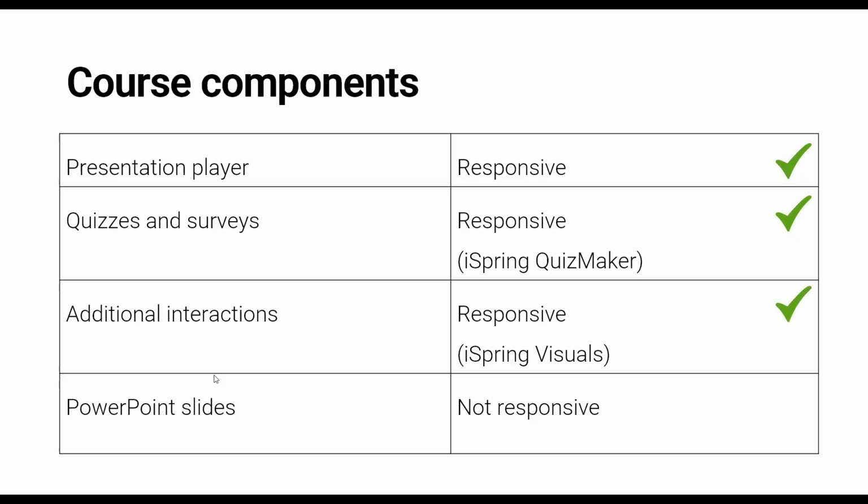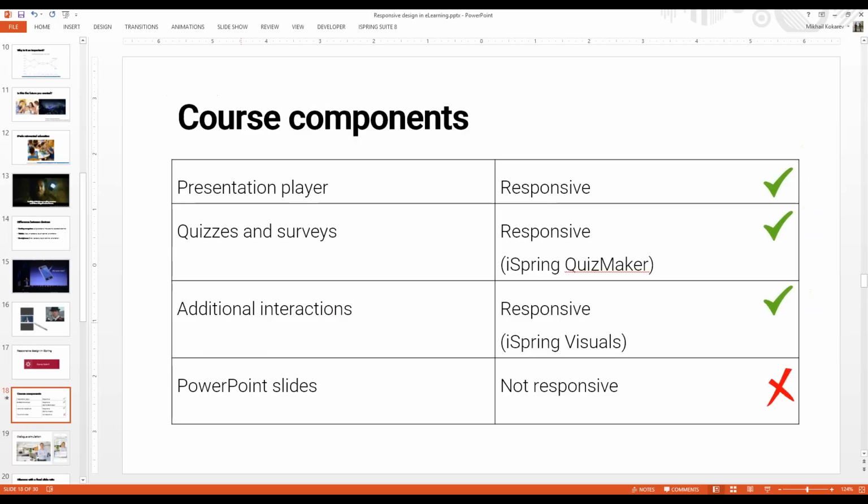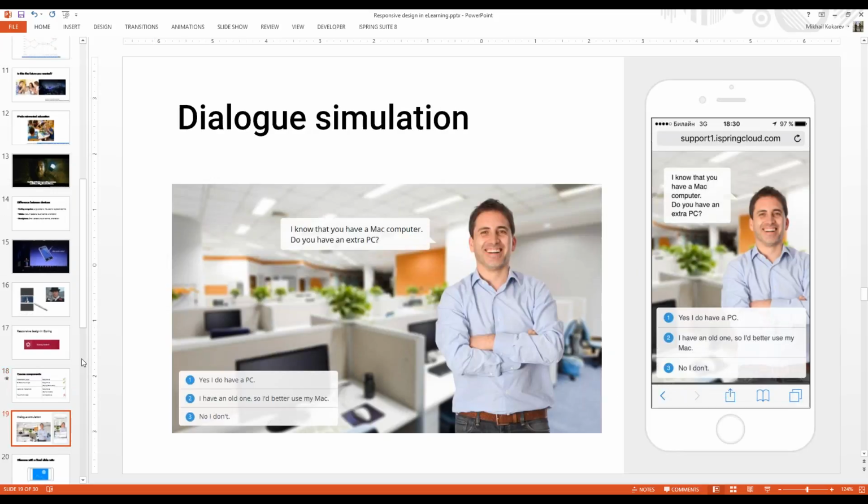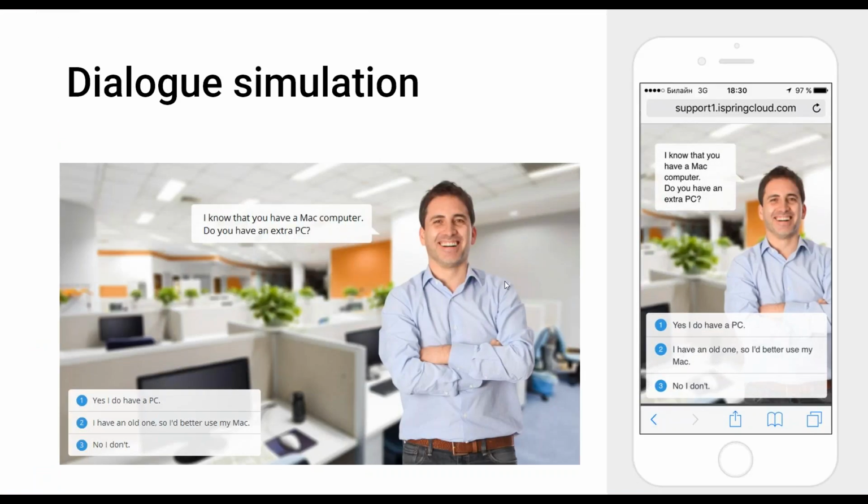Dialogue simulations are fully responsive as well. It's very cool, by the way, to complete dialogues on a smartphone. Looks fantastic. Let me bring this up really quick for you. So this is a dialogue simulation created with the iSpring dialogue tool, and this is the user experience on a desktop, and on the right hand side we can see the same version, but as it appears on a mobile device.